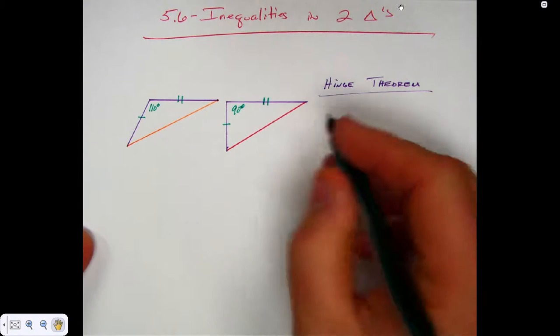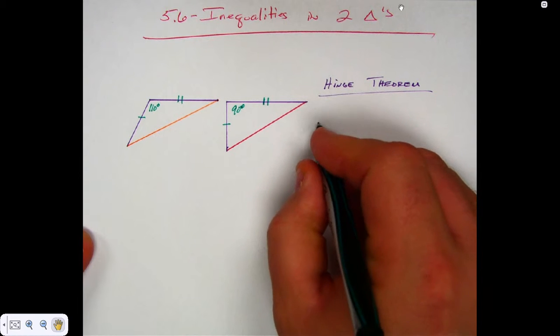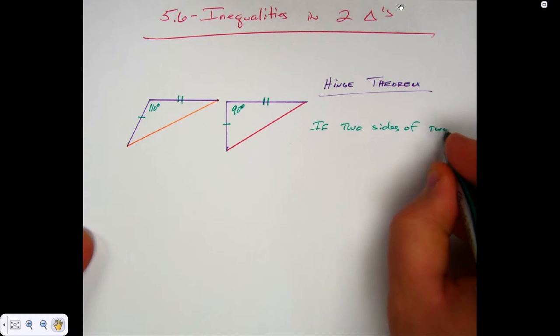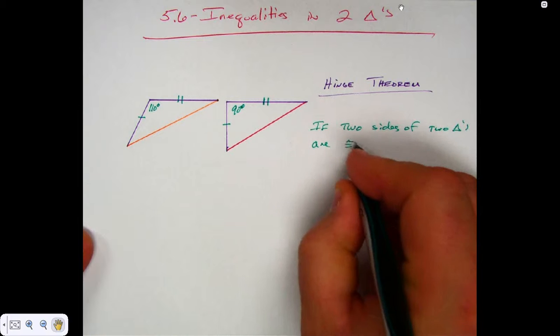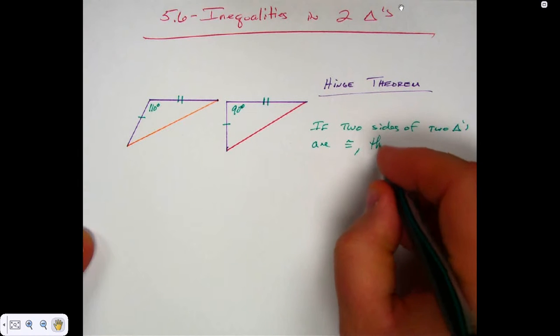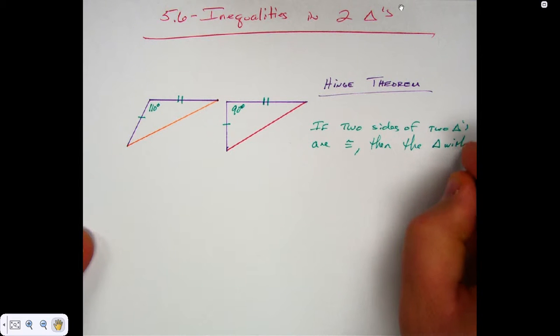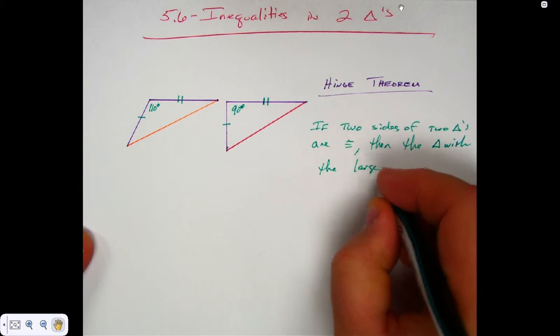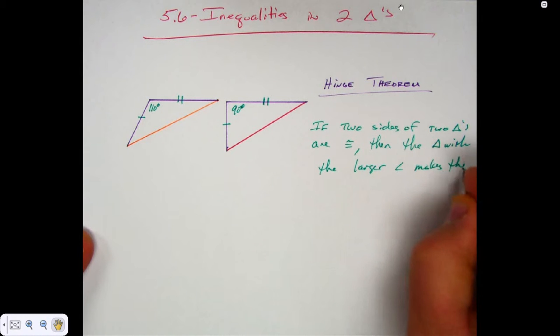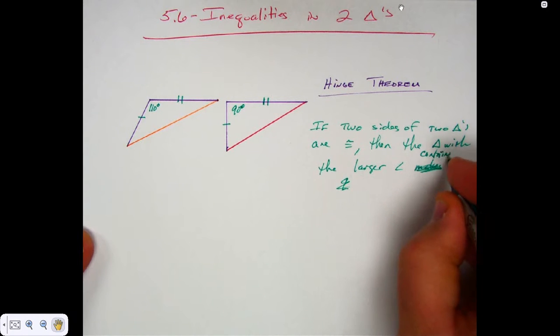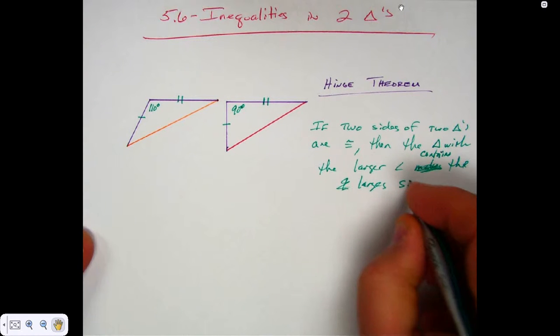Okay? So what I'm going to say, the hinge theorem is basically saying if two sides of two triangles are congruent, then the triangle with the larger angle contains the larger side.